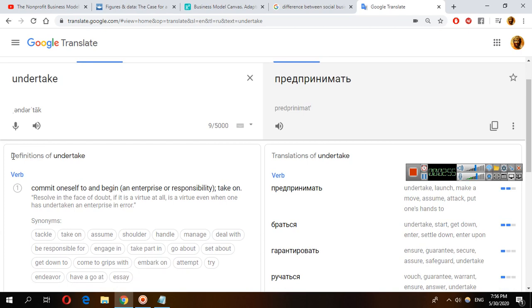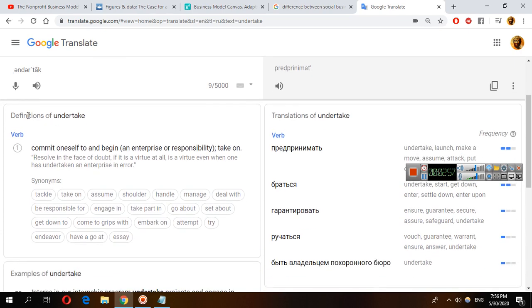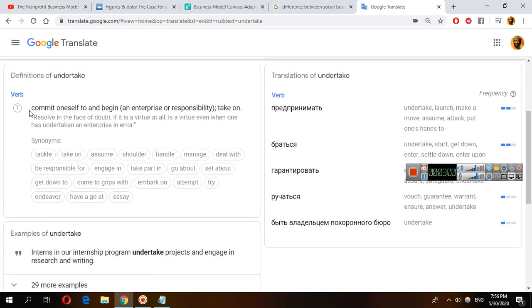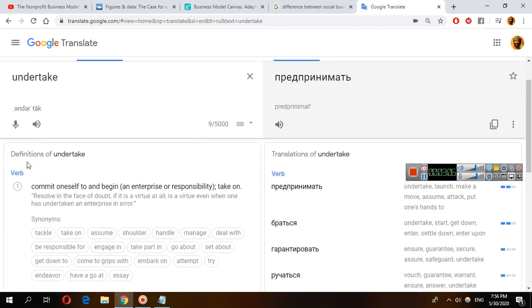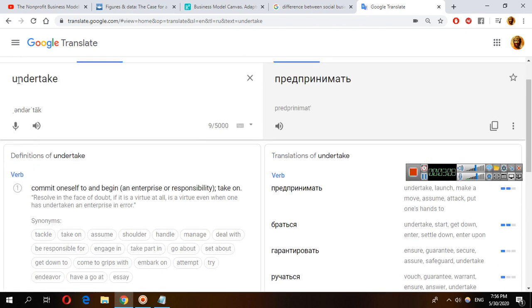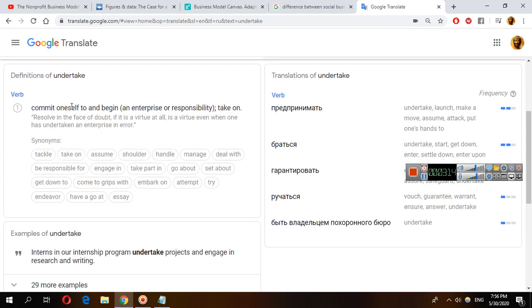And also we have definitions below, you see here. We have synonyms, we have examples, and these are great tools actually. You can use Google Translate especially for these few features on the left side. So: commit oneself to and begin. Take on. Right.